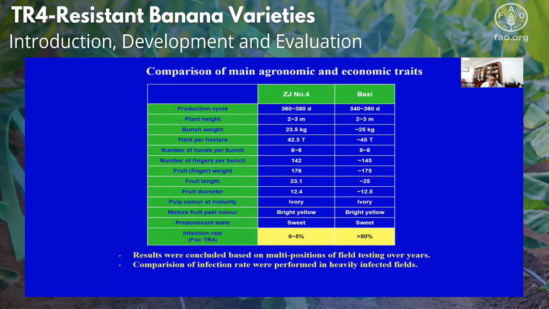So if you look here, the production cycle is 360 to 380 days, almost the same as Bashi, the main Cavendish banana cultivar in China. The plant height is almost the same. The bunch weight and per-hectare yield are a little bit lower. The number of hands per bunch is 6 to 8, the same as Bashi, the number of fingers per bunch is 142, the finger weight is 176 grams, and the fruit length is 23.1. The color is bright yellow, naturally.